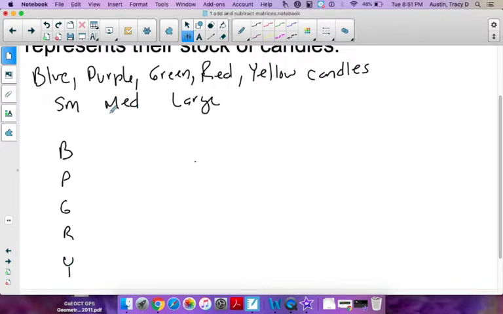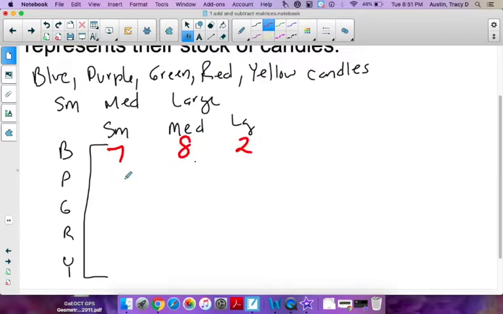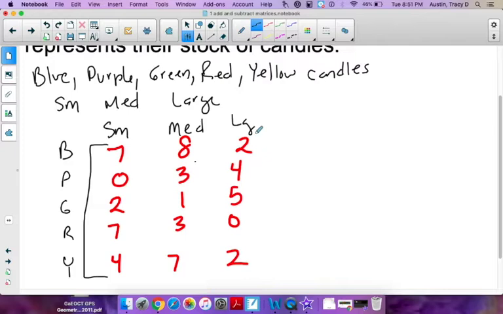yellow, and they're just labeled so that we know what the rows and columns mean. Small, medium, and large. All right, so let's say today in stock they have 7 small blue candles, medium, large, and we're just going to fill it in. All right, so we're just going to fill it in. And then we can talk about how many candles they have left.